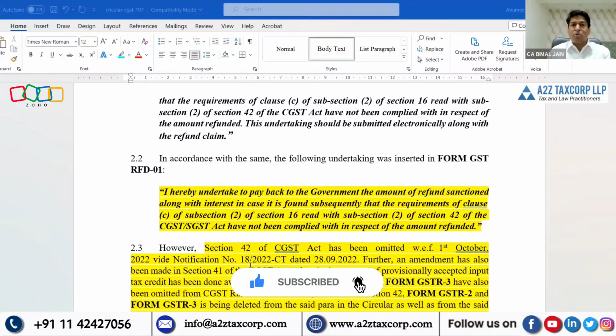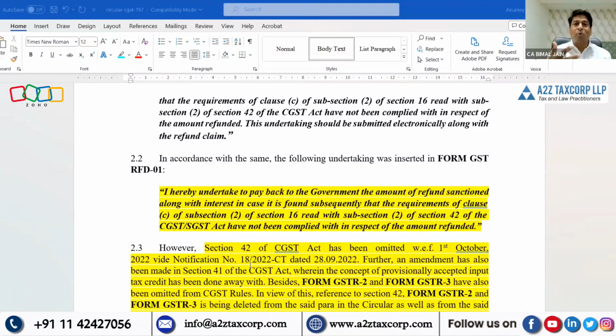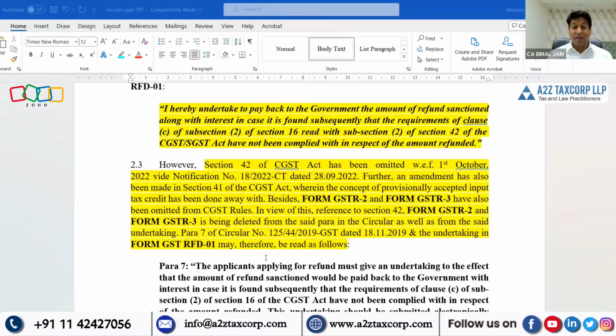So section 42 got omitted from 1st October 2022. Hence, the question was, if section 42 itself got omitted from 1st October 2022, what is the relevance of giving an undertaking under 42? To that extent, it needs to be omitted. And that is what is being explained in para 2.3. So you can read to get more clarity.